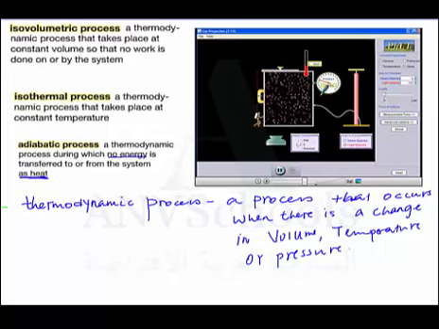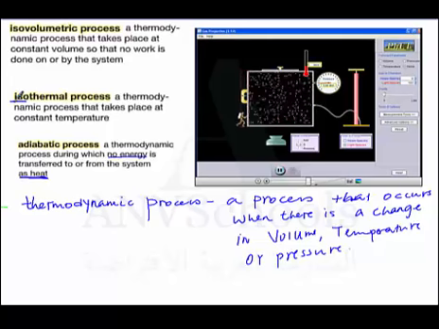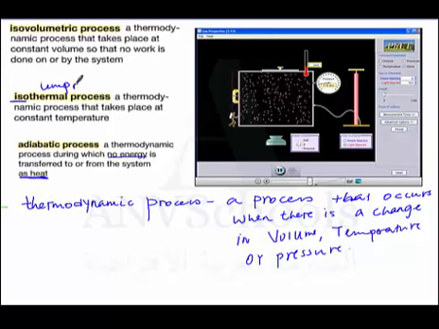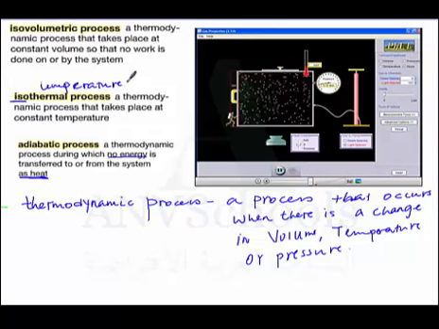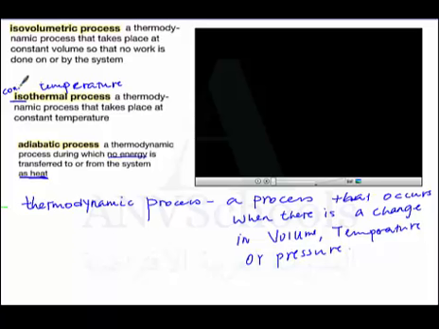The second type of thermodynamic process is called the isothermal process. Iso means the same, as you can see from the name, and thermal refers to temperature. So an isothermal process is a thermodynamic process that takes place at a constant temperature, the same temperature. Iso means constant or invariant or the same.